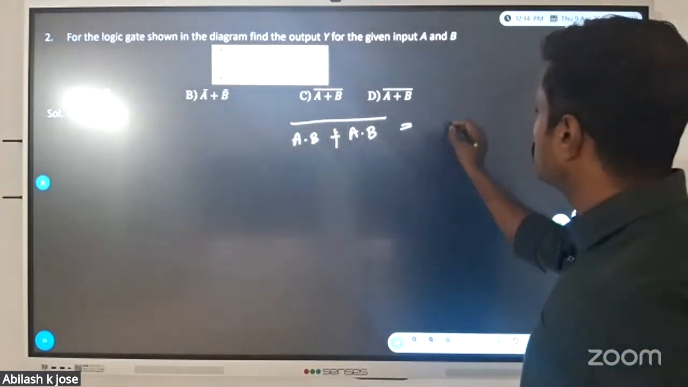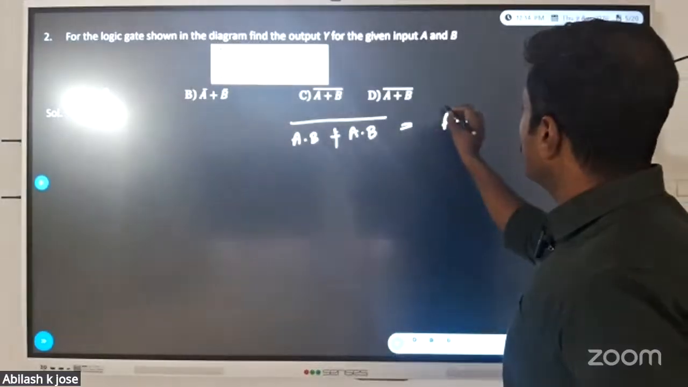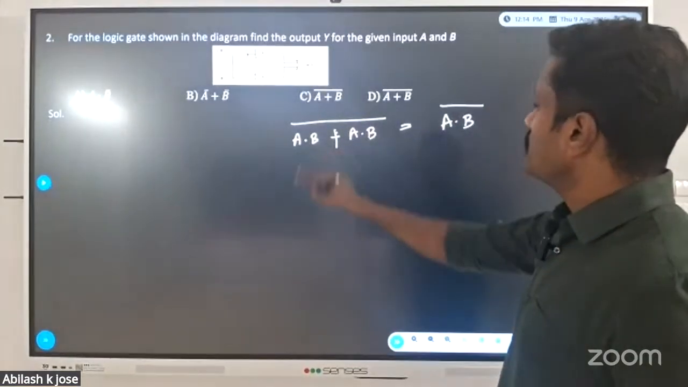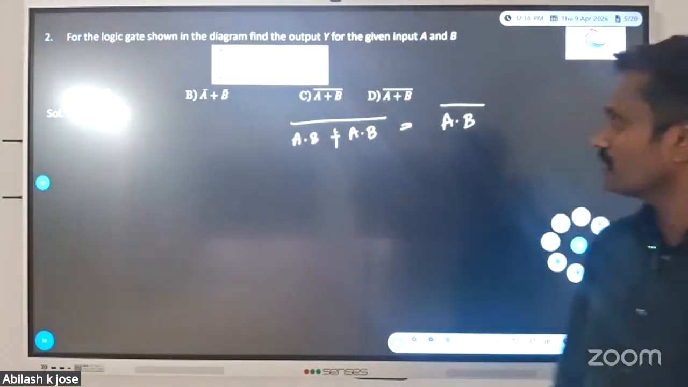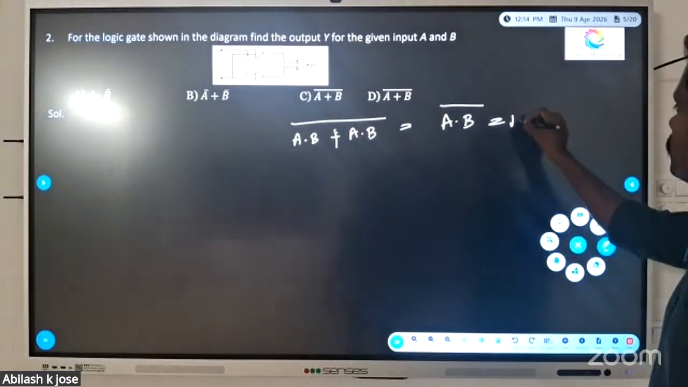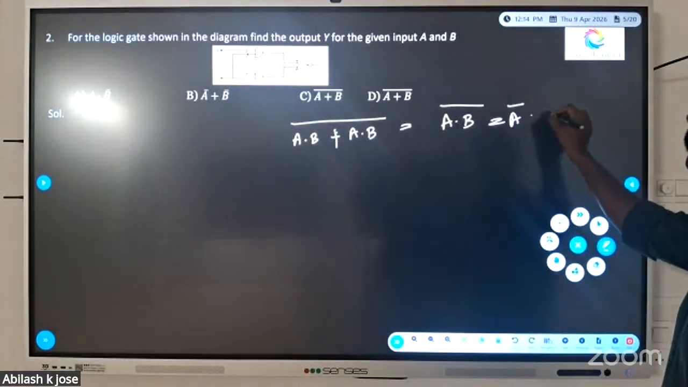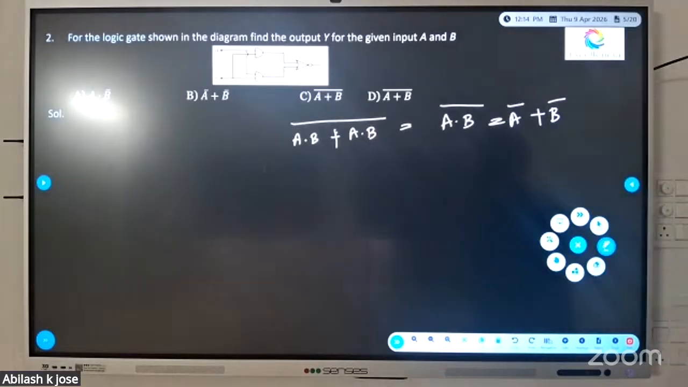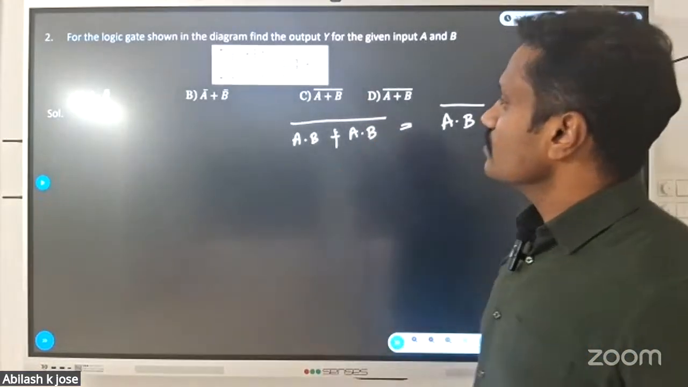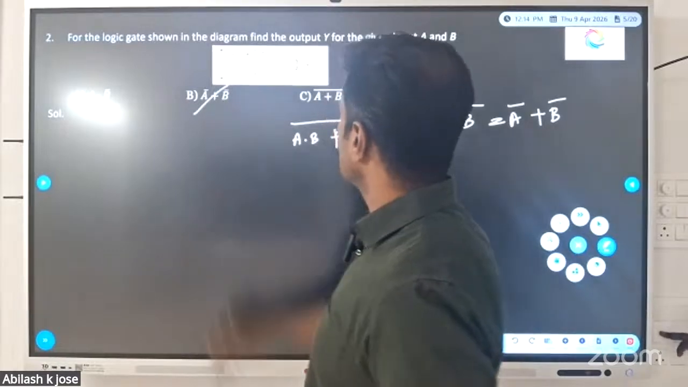This we can simplify. A dot B plus A dot B gives you the same, A dot B, so the output is equal to the result obtained by using Boolean algebra. This is the answer.